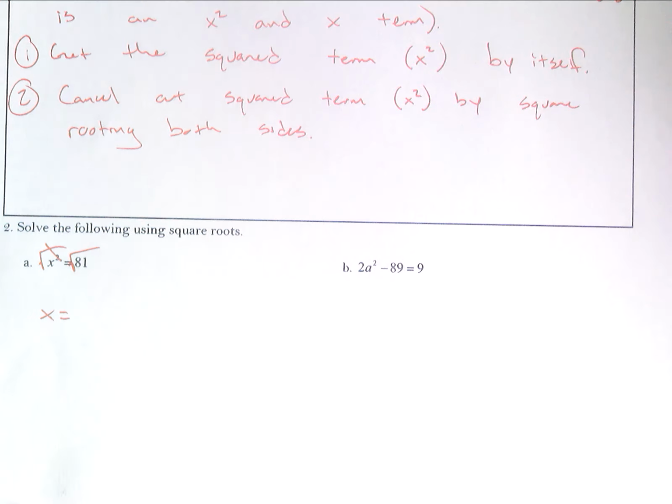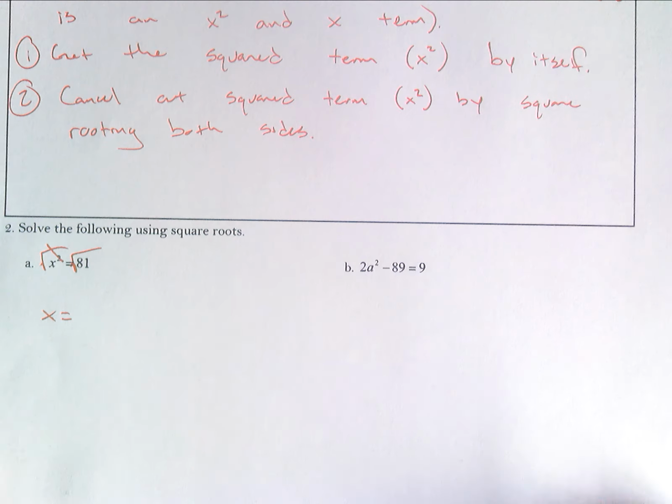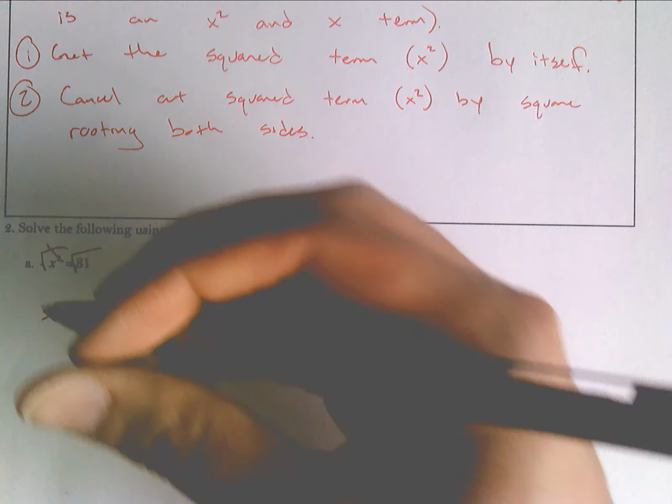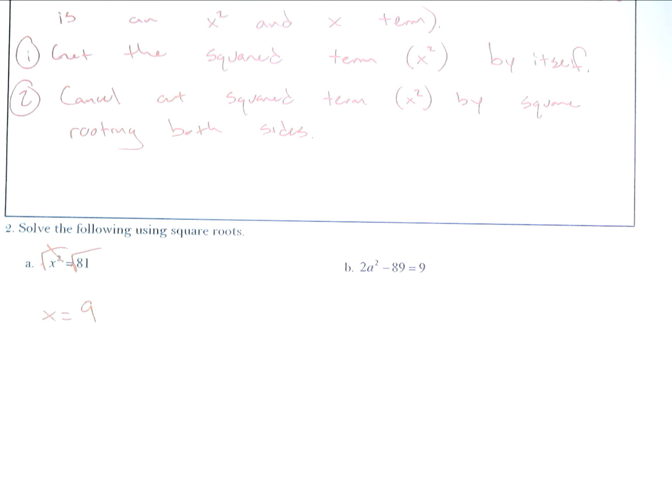Well, you might recognize 81 as a perfect square. Something times itself equals 81. You might recognize that is 9.